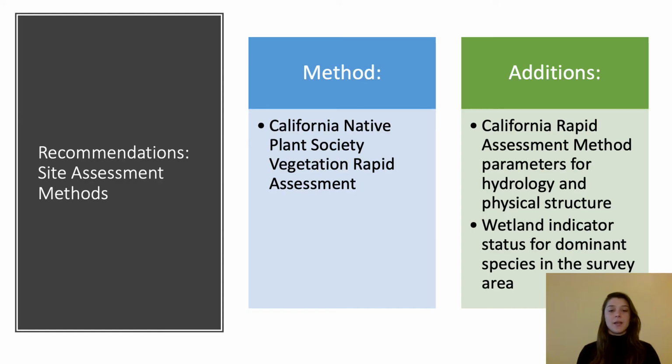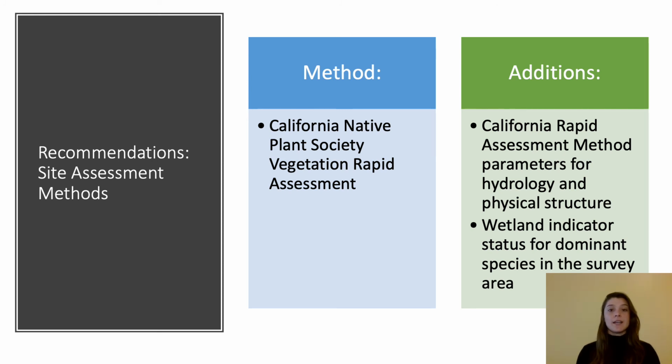This leads to my final recommendations. Overall, I recommend using a hybrid method, starting with the California Native Plant Society Vegetation Rapid Assessment, and adding the hydrology and physical structure attributes from the California Rapid Assessment Method, and adding wetland indicator status for dominant species within the plot. I recommend using the California Native Plant Society Vegetation Rapid Assessment because it is truly rapid. It takes a team of 2 people, only 10 to 30 minutes per assessment, and provides detailed information on vegetation.